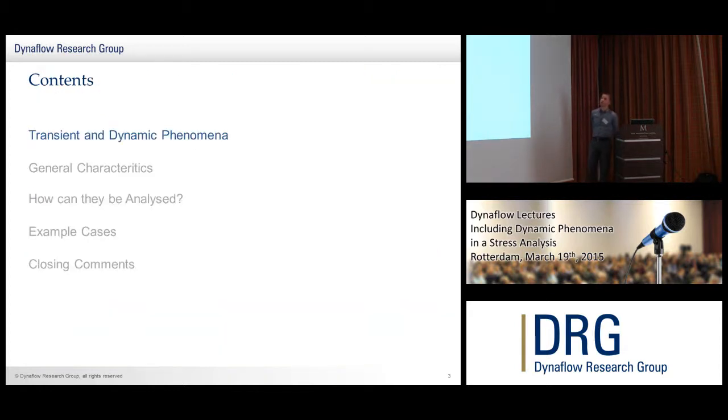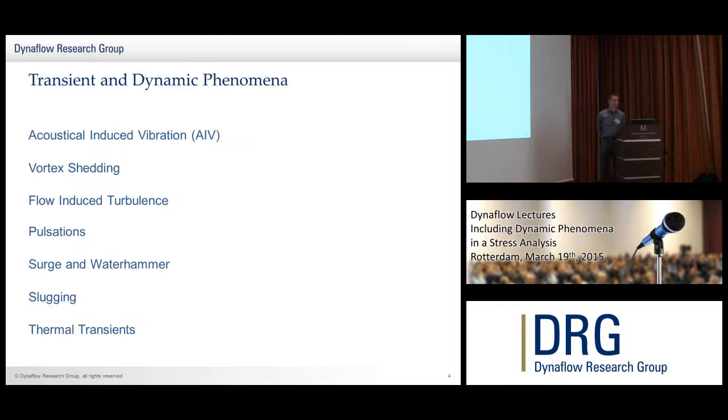First of all, we're going to introduce a few transient and dynamic phenomena. Then we're going to look at some general characteristics of these phenomena, and then we're going to ask the question, what sort of options are available for you to analyse them? Then, with the help of a few cases, we're going to show you the use of some of these analysis methods. And then we'll close with a few closing statements.